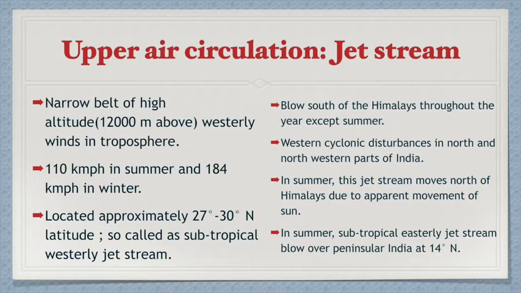This jet stream flows south of the Himalayas throughout the year except in summer. In summer season it moves north of the Himalayas. The subtropical westerly jet stream is replaced by the subtropical easterly jet stream. That wind blows over peninsular India at 14 degree northern latitude.